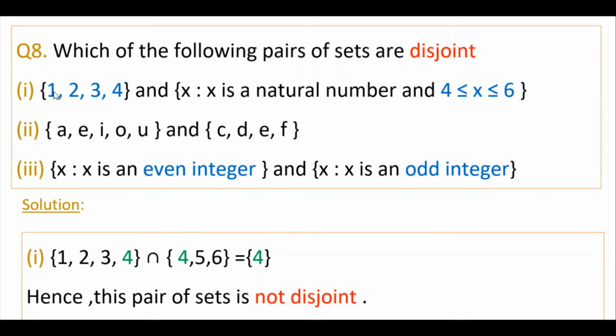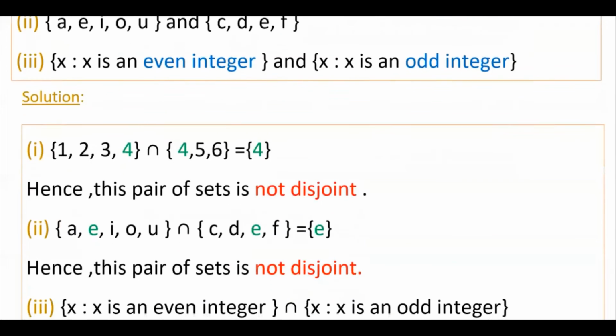So the first one is in roster form. So write here 1, 2, 3, 4, and this one is in set builder form. You have to write it in roster form. So here X is a natural number and 4 ≤ X ≤ 6. So here X is from 4 to 6. So those numbers are 4, 5, 6. If you intersect these two sets, {1, 2, 3, 4} intersection {4, 5, 6}, only 4 is the common element. So one element is there here. So these sets are not disjoint sets. Hence the pair of sets is not disjoint.